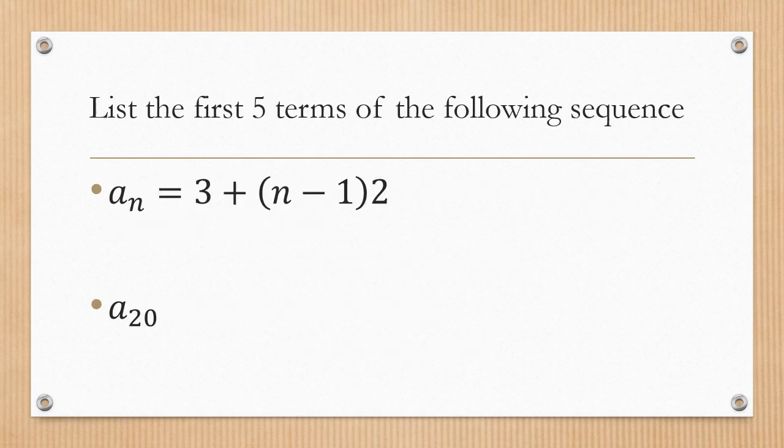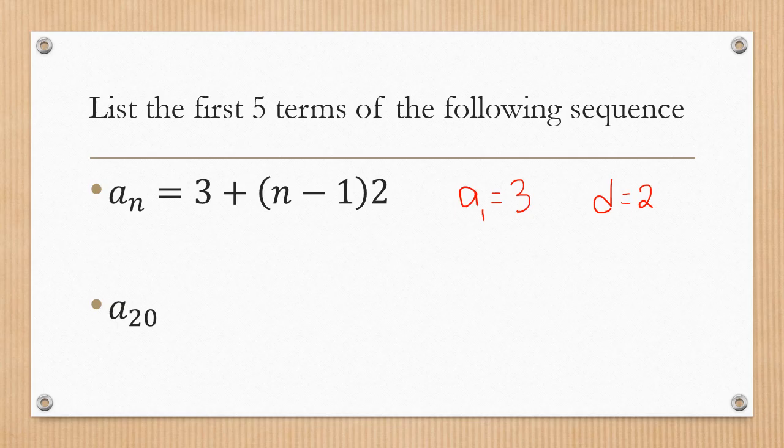In the following example, we have to list the first 5 terms of the following sequence. If you look at this sequence, you'll see that we have the rule, we don't have a list, and we need to come up with a list. a sub n equals 3 plus (n minus 1) times 2. This is the general rule for the arithmetic sequence, and we know from the formula that the first term, a1, is 3, and the common difference is 2.